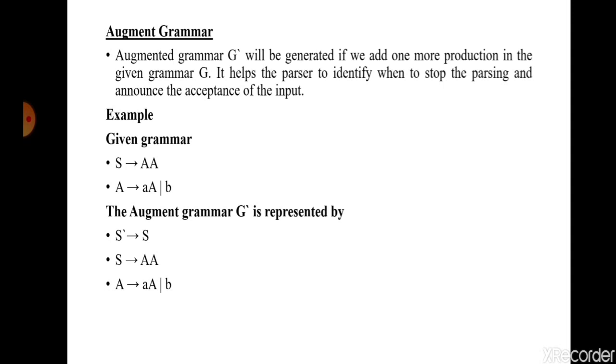Consider the example. There are two productions. Here the start symbol is capital S. For capital S, we introduce a new variable S dash. S dash tends to capital S. The remaining two productions are the same. Then the given grammar is an augmented grammar.